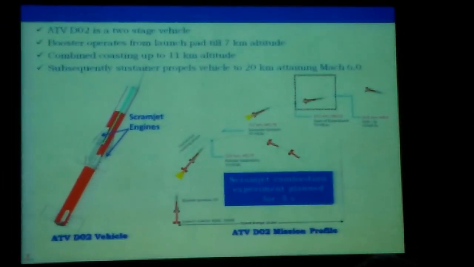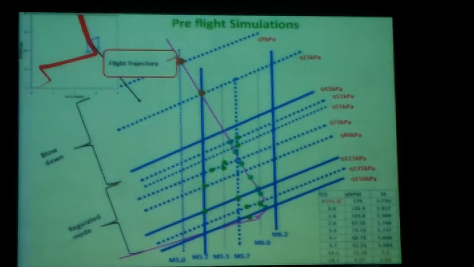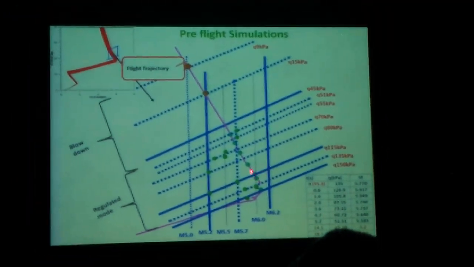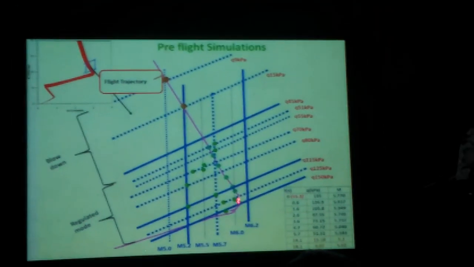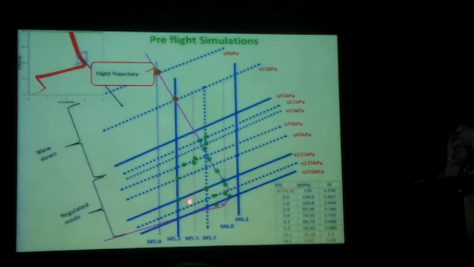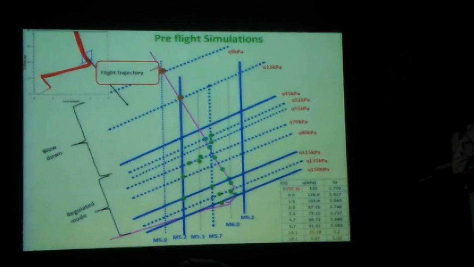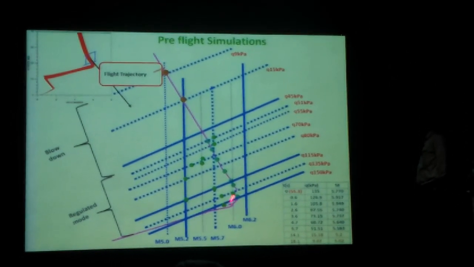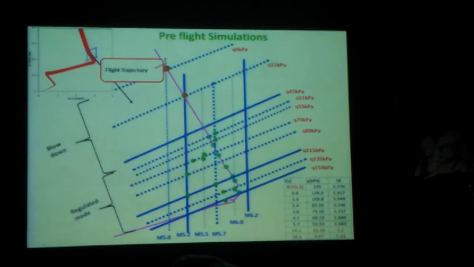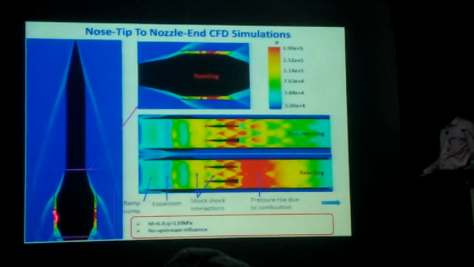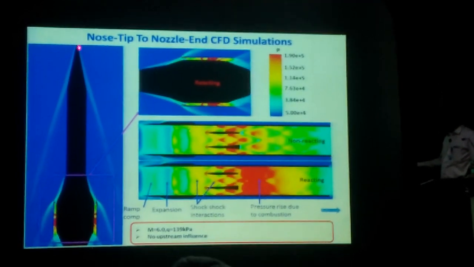So this is a low cost hypersonic experiment, and this was our flight trajectory, wherein we started from Mach 6 and then went all the way up to Mach 5, and in between we had the flight measurements, and it went through the various dynamic pressure regimes. And this is the vehicle.